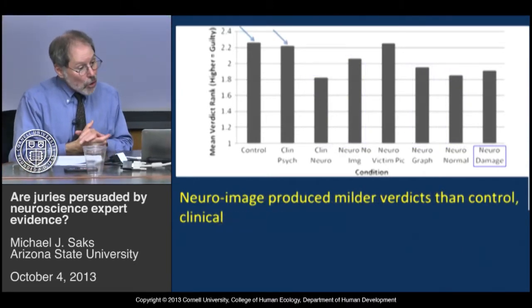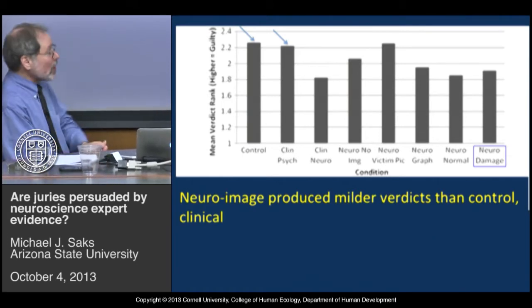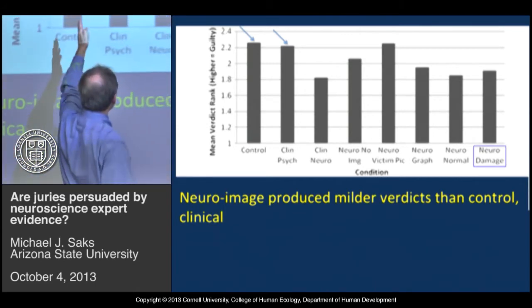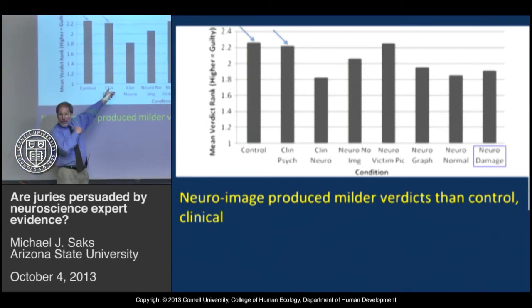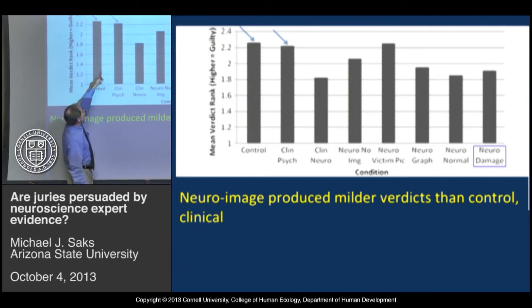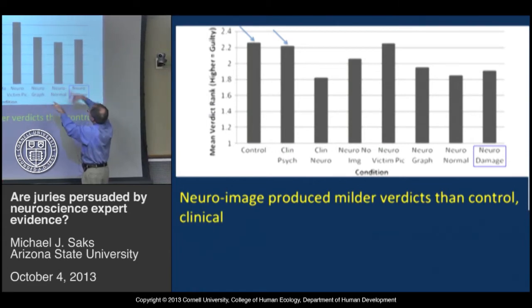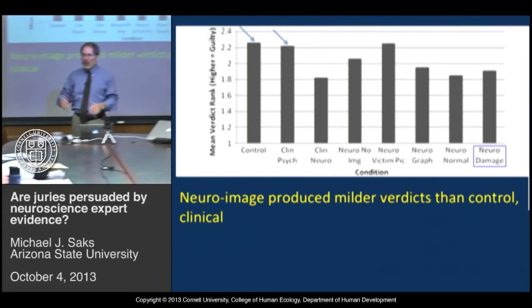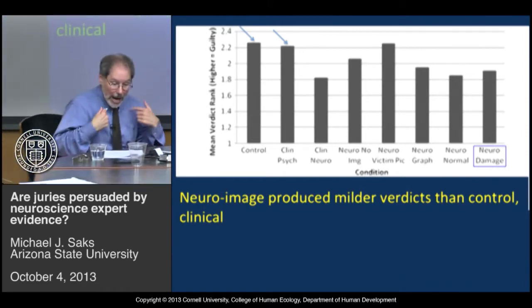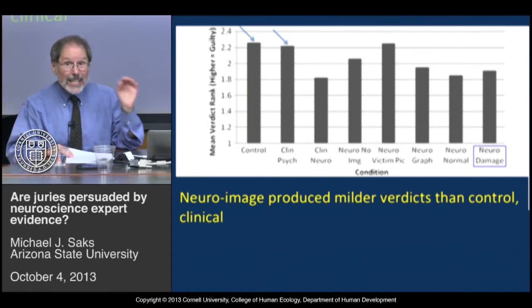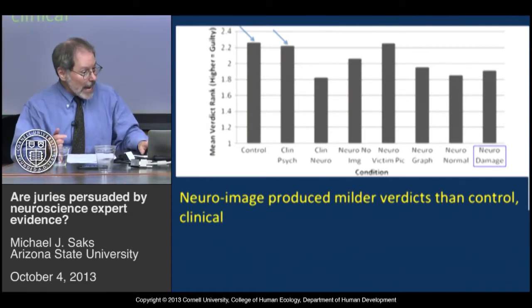The neuroimage did produce milder verdicts, they're lower, than these two conditions. So, Valerie, you were waiting for this one. So here's the clinical psychology not doing any better than the control, and the neuro stuff is better. This one is significantly lower than that, and I think some of the others are marginally lower. But for our purposes, the really important thing is that the brain image is not producing magic.